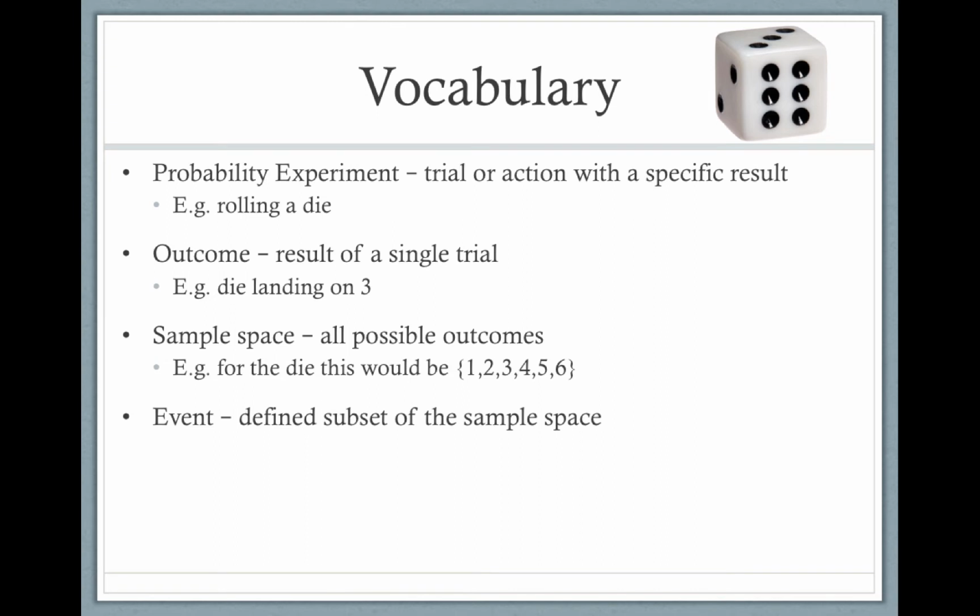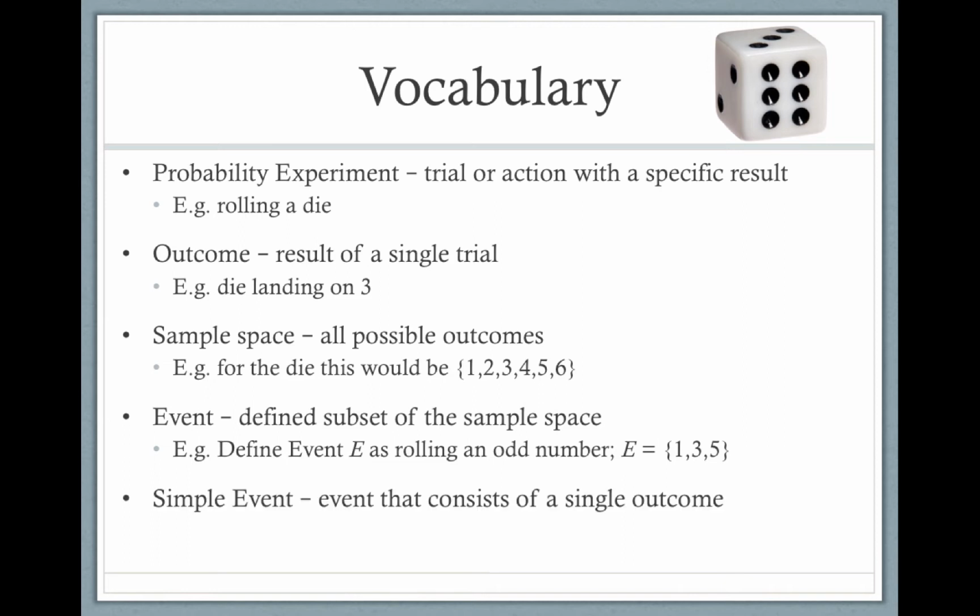All right, an event is a defined subset of the sample space. Okay, so an example would be define event E as rolling an odd number. And now this capital E would be the numbers 1, 3, and 5. And a simple event is an event that consists of a single outcome. Okay, thus it's simple. But an example would be define event E as rolling a number less than 2, and here the only outcome in event E would be the 1.